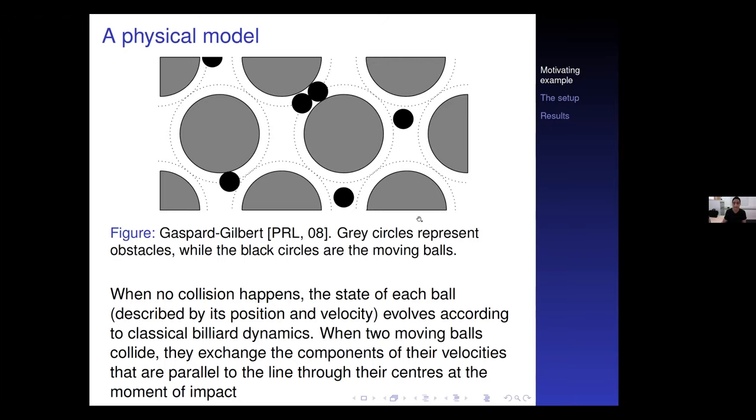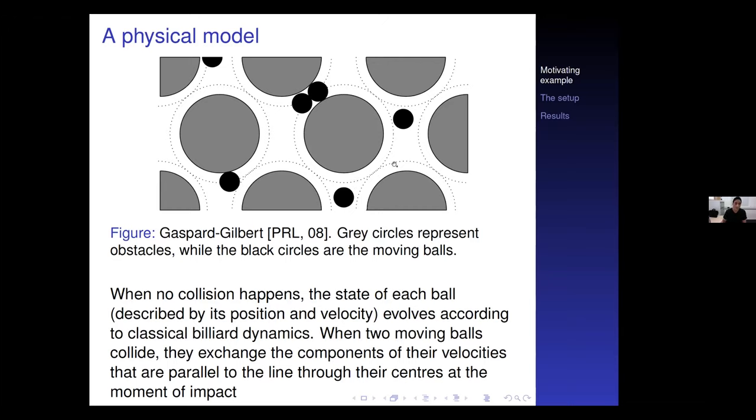The big gray circles are fixed obstacles, and the black circles are moving circles. So these are moving balls. This is where the dynamics takes place. If I look at this region here, I can think of this as a site in my large dynamical system, where this black ball is moving in between these four obstacles. These black balls are a bit large, in the sense that they cannot go between two obstacles, but they are small enough so that they can collide with another ball in a neighboring site.